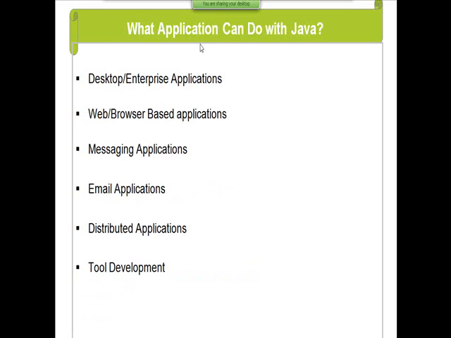So what kind of applications can I build using Java? There is a wide variety of applications you can do. As I already told you, Java is a platform running on many different types of devices, and that gives you more probability to build a wide variety of applications. Just to give you a sample, you can build desktop and enterprise-level applications. You can build applications which can run in the browser. You can build messaging applications, email applications, distributed applications. You can build some tools.